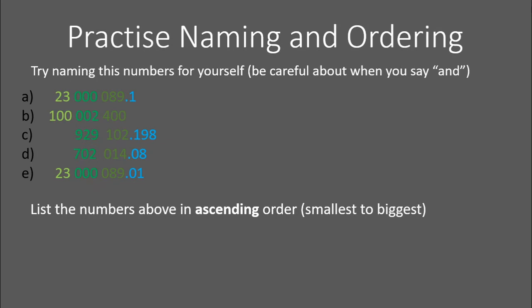Let's have a look. For A, this is 23,089 and 1/10. Notice I only said "and" when I got to the decimal. Question B doesn't have a decimal, so I won't say "and" at all. This is 100,002,400. No ands in there at all. Question C is 929,102 and 198 thousandths. I only said "and" at the decimal. Be very careful. Question D, 702,014 and 8 hundredths.